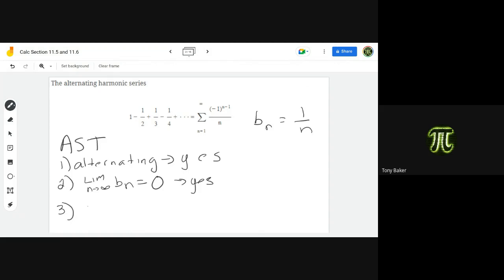And the last one is Bn plus 1 less than or equal to Bn? So is 1 over n plus 1 less than or equal to 1 over n? Is that true?